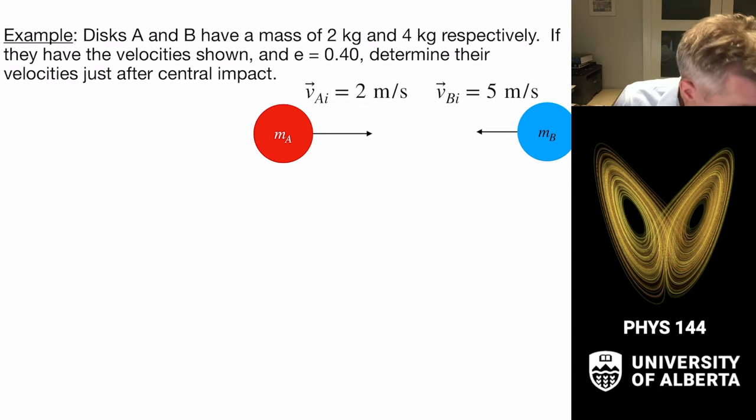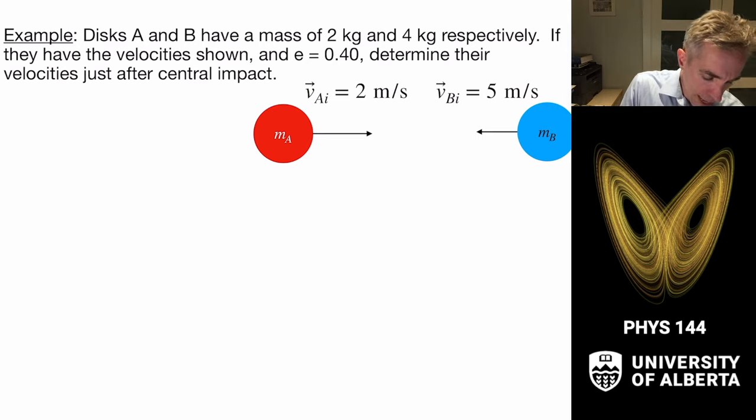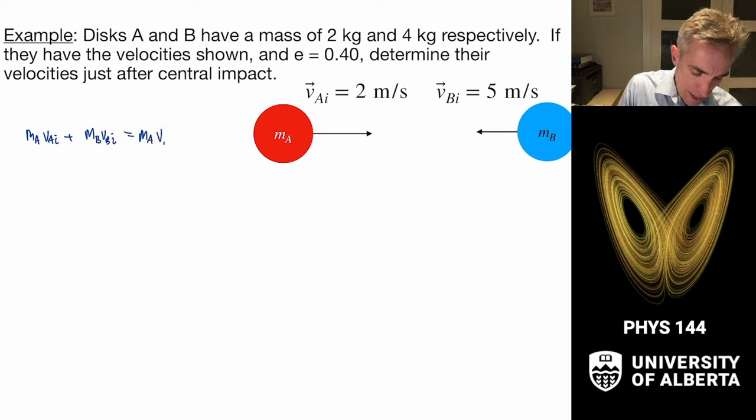Great. So given this setup, we can figure out what the final velocities are using this coefficient of restitution formalism. So first off, we get the conservation of momentum. So we know that MA VA initial plus MB VB initial is equal to MA VA final plus MB VB final.